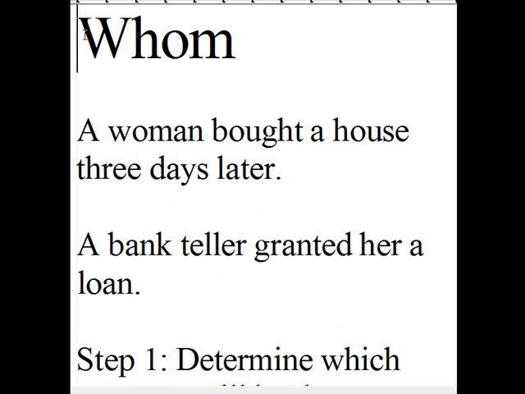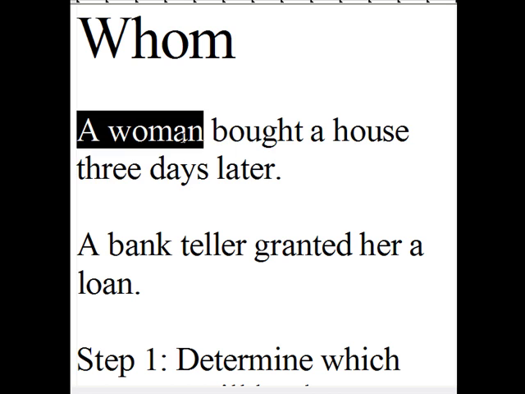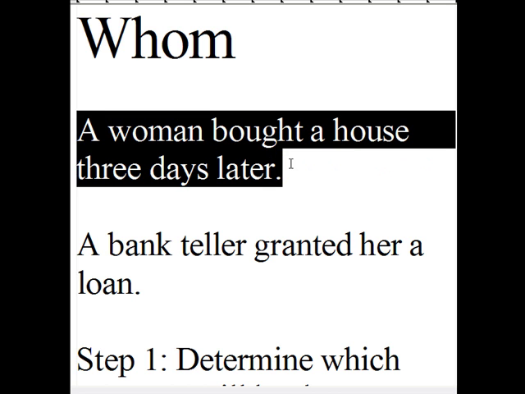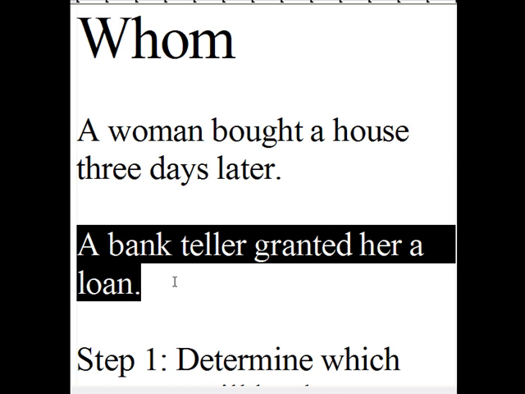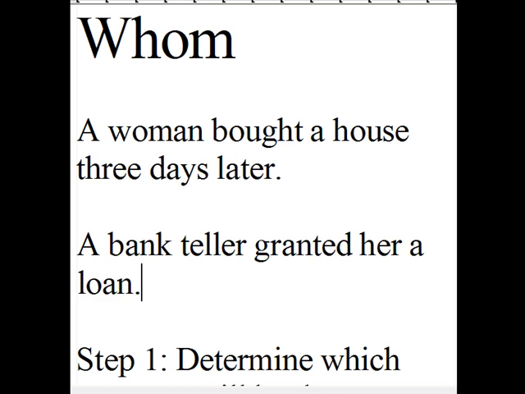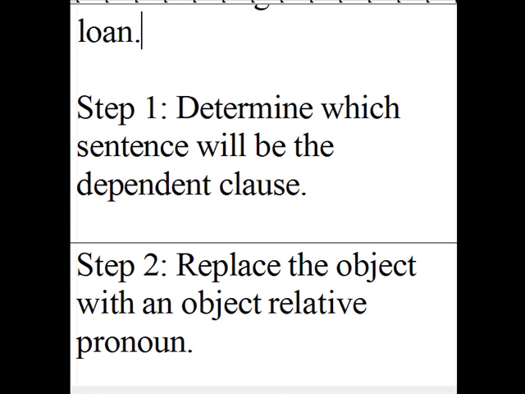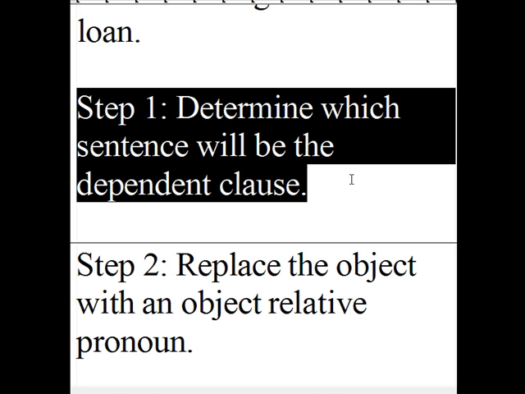Whom is an object relative pronoun. It replaces an object. Let's take a look at two sentences. A woman bought a house 3 days later. A bank teller granted her a loan. Now there's a few steps involved in combining these two sentences. So let's take a look at these steps. First of all, step 1. Determine which sentence will be the dependent clause.